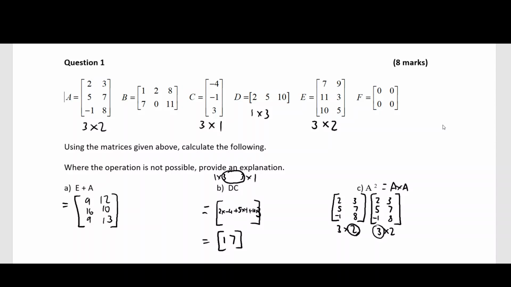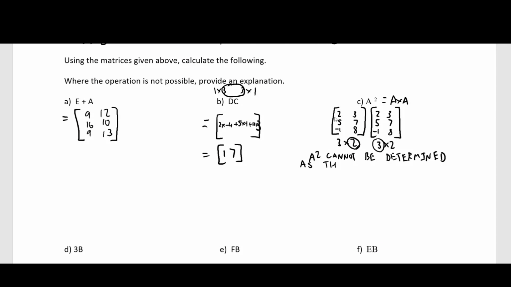So A squared cannot be determined, as the number of columns in A does not equal the number of rows in A.